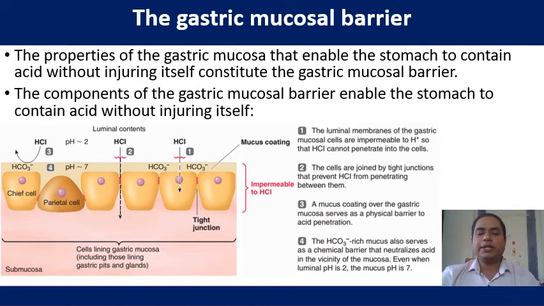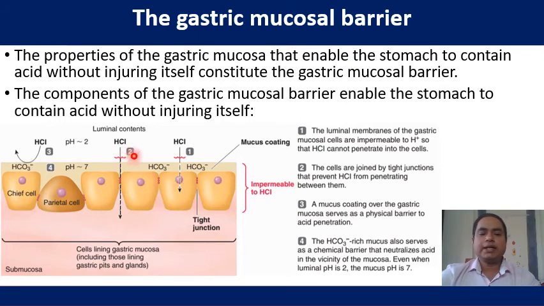Actually, a mucus coating is present, and the gastric mucosal barrier prevents the stomach from injury. And there are four components of the gastric mucosal barrier that enable the stomach to contain the acid without injuring itself. So first is the presence of the luminal membrane of the gastric mucosal cell that is impermeable to the hydrogen ion as well as the HCl, that cannot cross or penetrate into the cells.